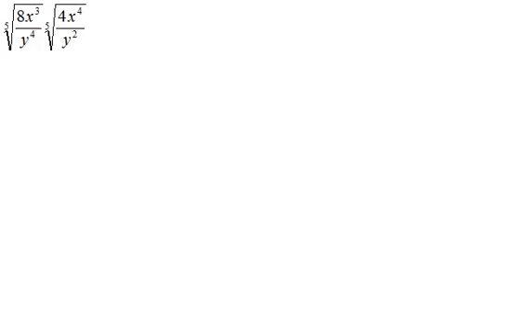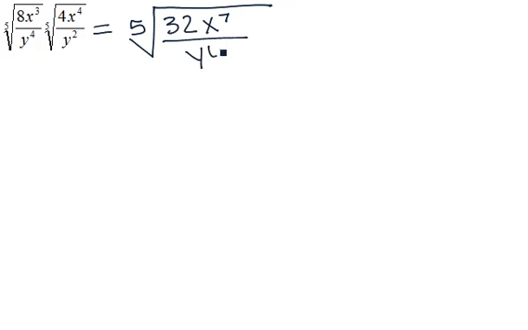Simplify the following fraction: the fifth root of 8x cubed over y to the fourth, times the fifth root of 4x to the fourth over y squared. First step is going to be to combine these two fractions together, and we'll have the fifth root of 32x to the seventh over y to the sixth.